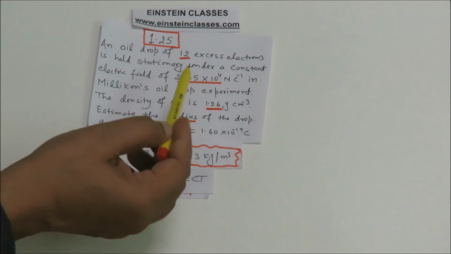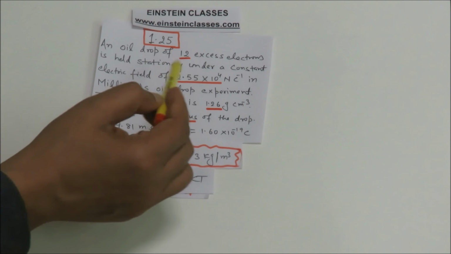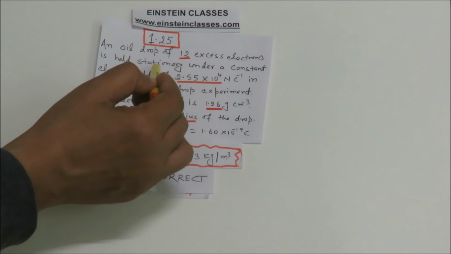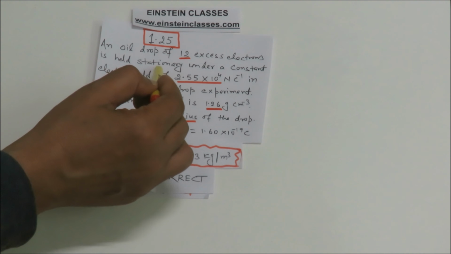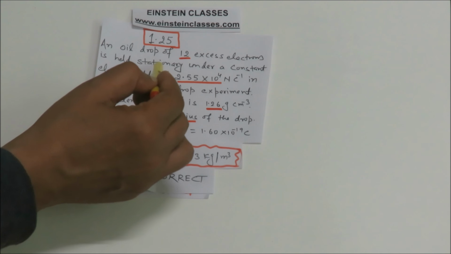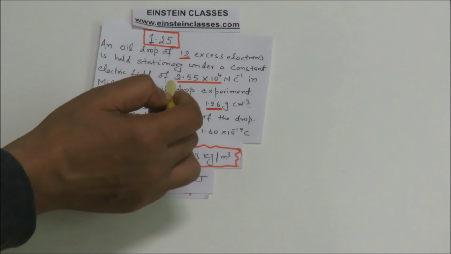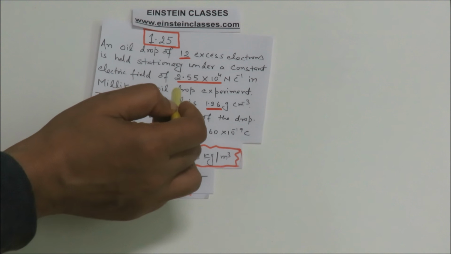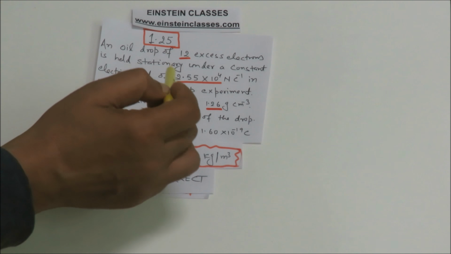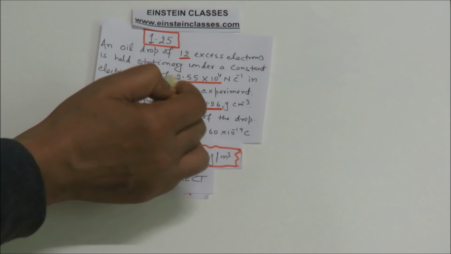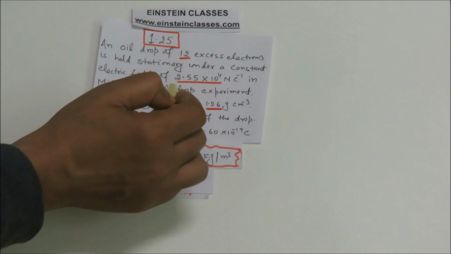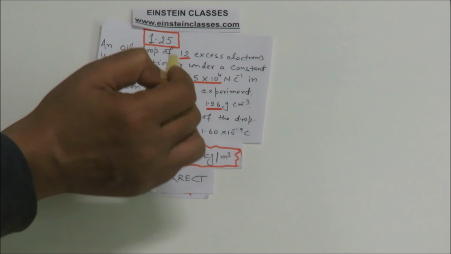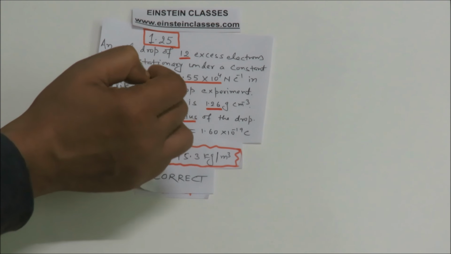First of all, I am going to discuss the approach of this problem. As the drop is stationary, that means the net force acting on the drop will be equal to 0. What are the different forces that will act on the drop? One is the weight mg, which will act vertical downward, and another one is the force acted by the electric field.